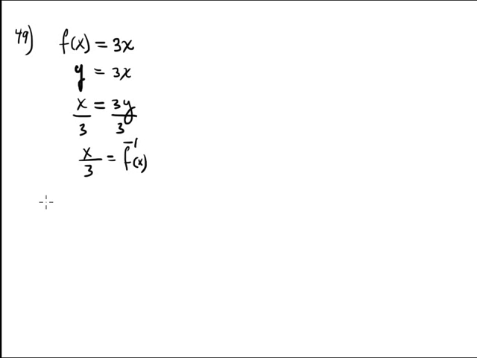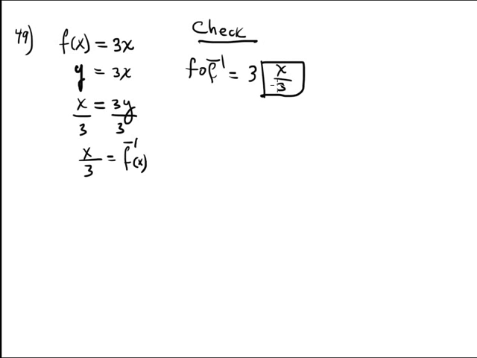Okay? Now the checking part. The checking part is to find the composition. It's like 3 times the box, and the inverse is x over 3. Cancel out the 3, it is the identity function. And f inverse composed with f is the box over 3, and inside the box we have 3x. Cancel out again, 3, it is x. Okay, now do the graph.